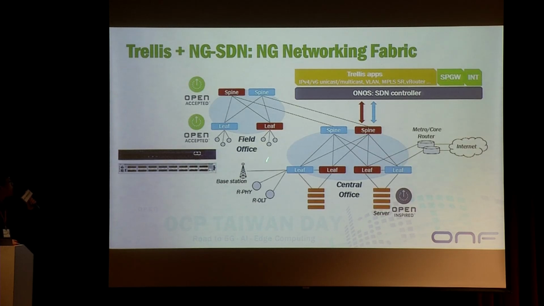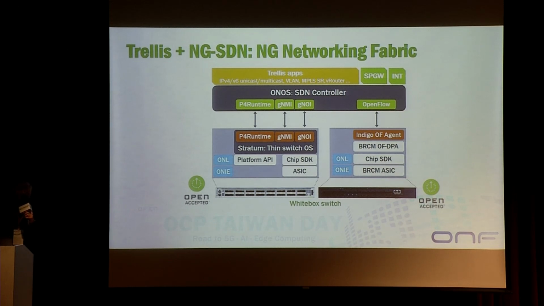And the reason I use different colors over here, red and blue, is because we actually support two different kinds of devices. On the right-hand side is what more people will think about as SDN. It runs the OpenFlow protocol. You're going to have an OpenFlow agent on the box, and if you use a Broadcom chip, for example, it talks to Broadcom OF-DPA and talks to the SDK to program the device. But on the left-hand side is what we call next generation SDN. We're trying to build something called Stratum.